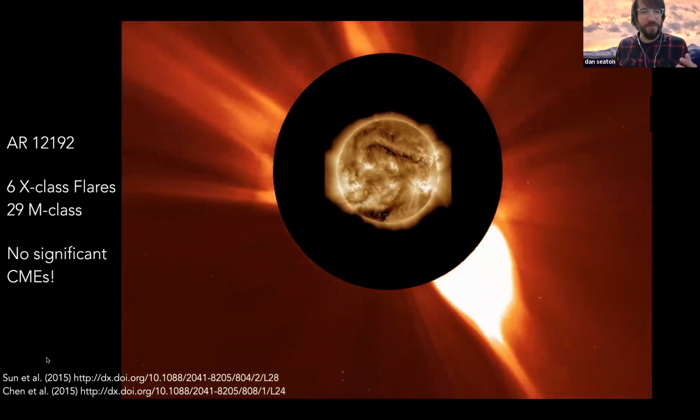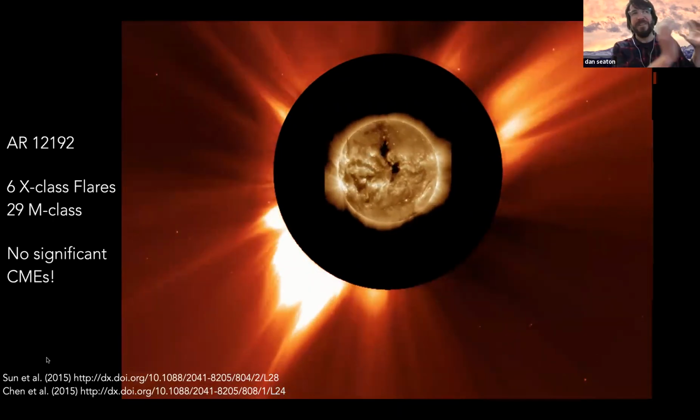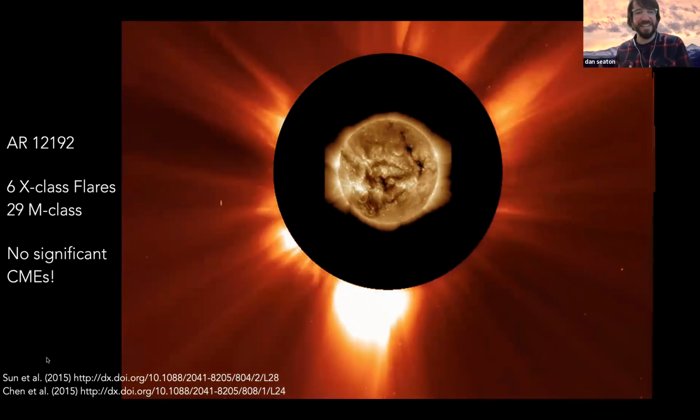And this is something that we wouldn't have without SDO, without this full-time monitoring and then the complementary observations that allowed us to fully understand what happened in this event.